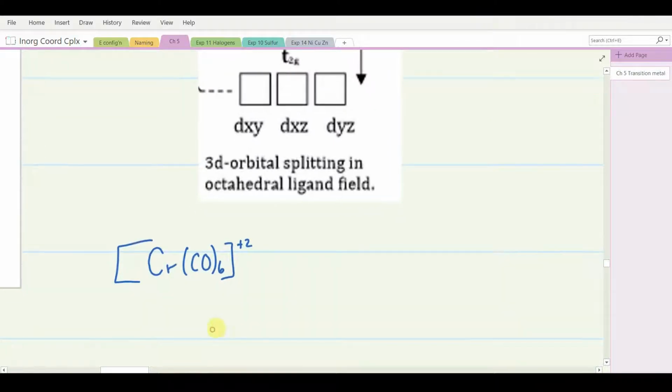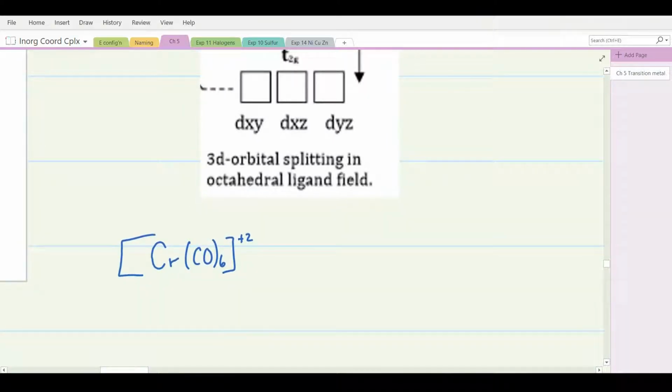You may need to refer back to the nomenclature section, but CO is carbon monoxide and the name for it as a ligand is carbonyl. This is hexacarbonylchromium. Now the charge on carbon monoxide is 0, so the total positive charge for the complex must come from chromium. That's simply chromium 2+.